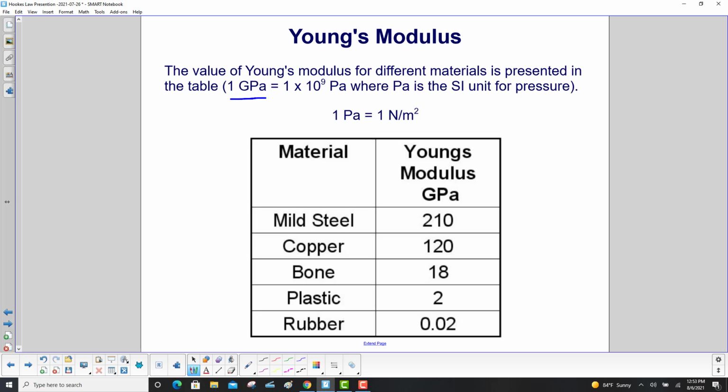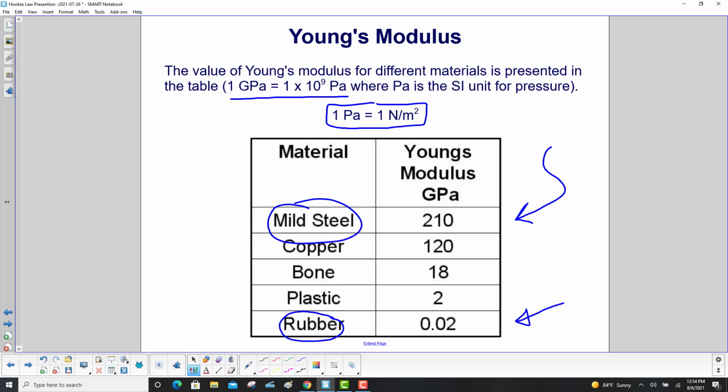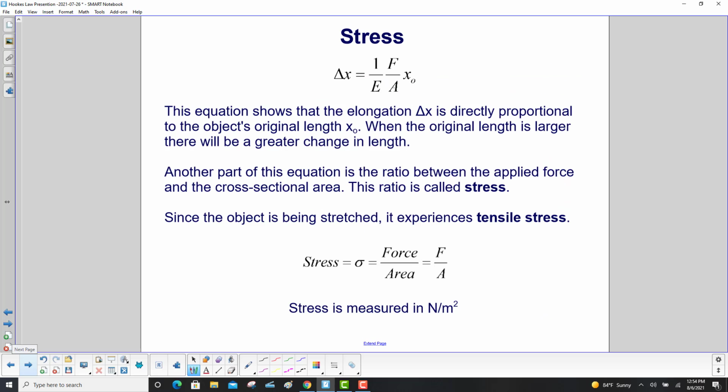And 1 gigapascal equals 1 times 10 to the 9th pascal, where pascal is the SI unit for pressure, and it is also equal to newtons per meter squared. Notice, steel has a very high Young's modulus and rubber has a very low one, 0.02. Rubber will elongate more than mild steel for the same applied force. This equation shows that the elongation delta x is directly proportional to the object's original length. When the original length is larger, there will be a greater change in length.